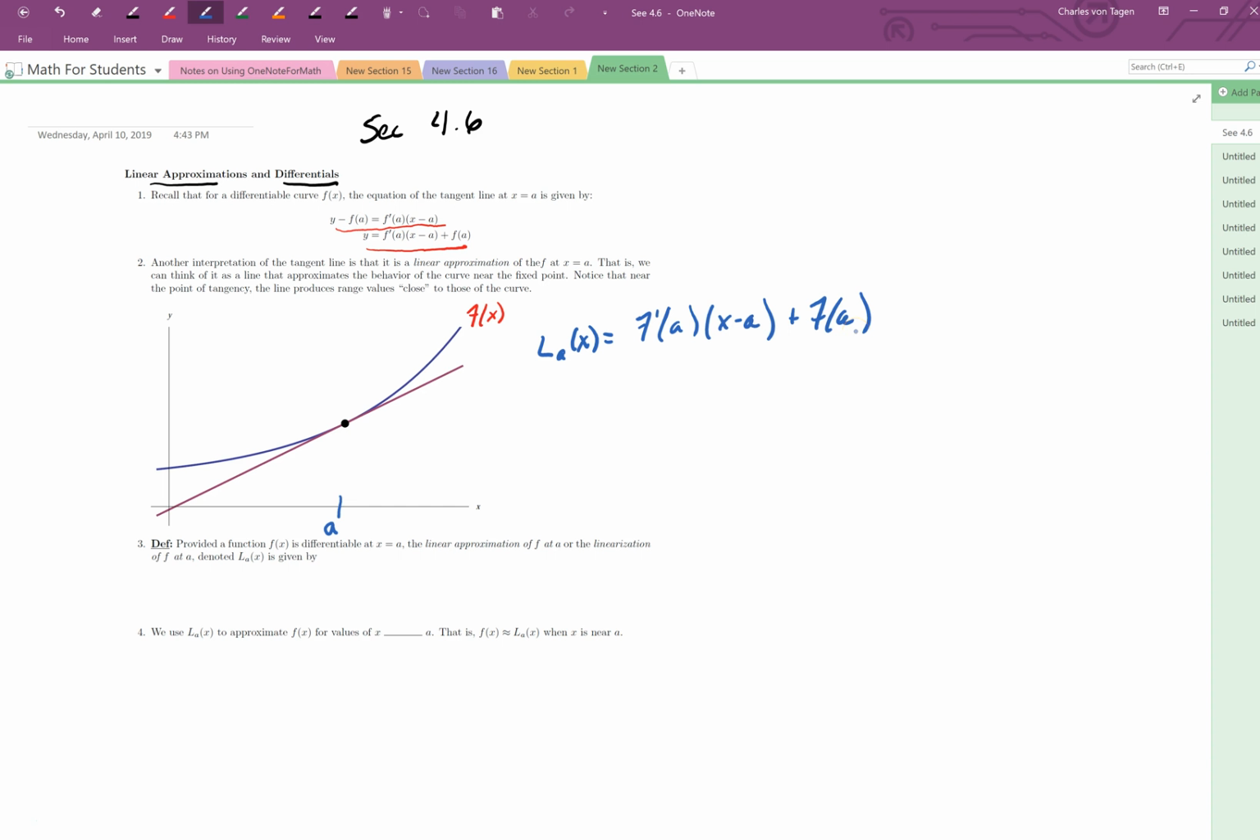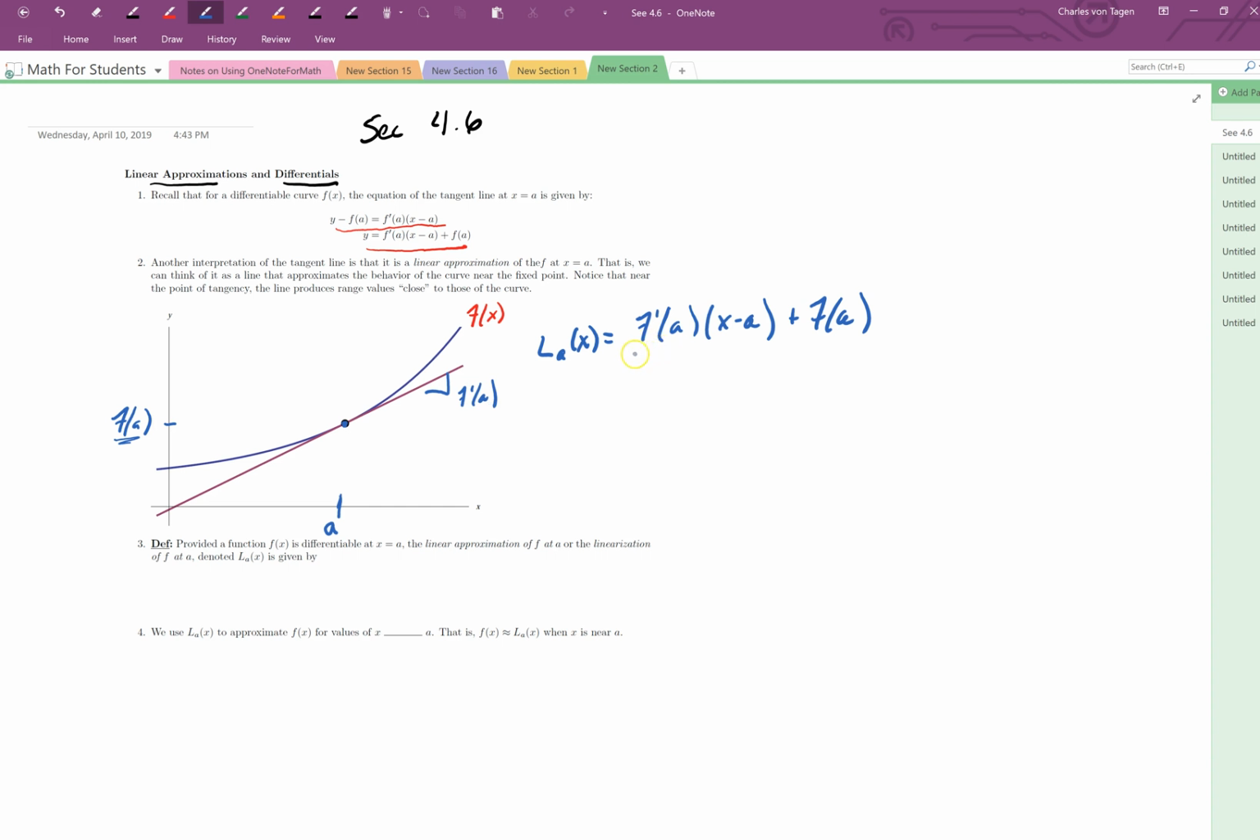As a reminder, this is just your tangent line, and now I'm just giving it a new name, L_a of x, for linearization. So the idea about a is that it's supposed to be a point that we've easily measured in the function. So this is the ordered pair a comma f of a, and we know about the behavior of the function at that point. We know what its functional value y is, but we also know that the slope of the tangent line at that point is f prime of a.